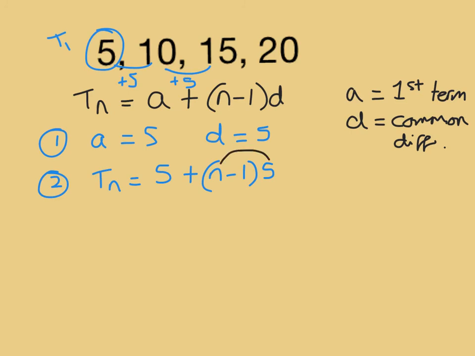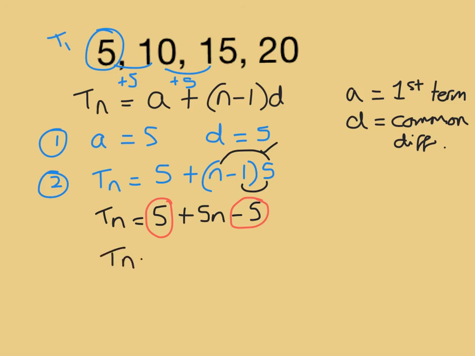The next step, I'm going to simplify that. I'm going to multiply the 5 by n, and I'm going to multiply the 5 by minus 1. When I do that, I get Tn equals 5 by n, which is plus 5n. That part's done. 5 by minus 1 gives me minus 5. And then my very last part, I have 5 and I have a minus 5. They're my like terms. I can see that both of them cancel. 5 minus 5 gives me 0. So I get Tn is equal to 5n.